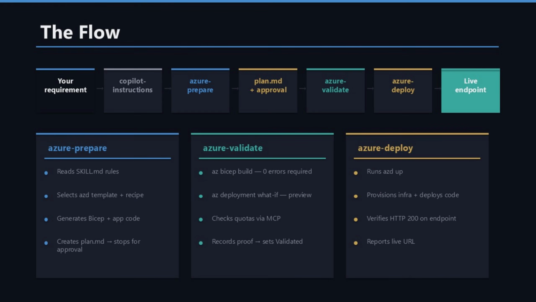Now let's understand how everything works together. You start with a simple requirement. For example, you can say create a XYZ app with Azure Functions and Cosmos DB. Copilot routes this request to the Azure Skills workflow. First, Azure Prepare runs and creates the plan and all the required files. Then you review the plan and approve it. Next is Azure Validate, which runs and checks everything. Finally, Azure Deploy runs and deploys the application to Azure. And in the end, you get a working endpoint.